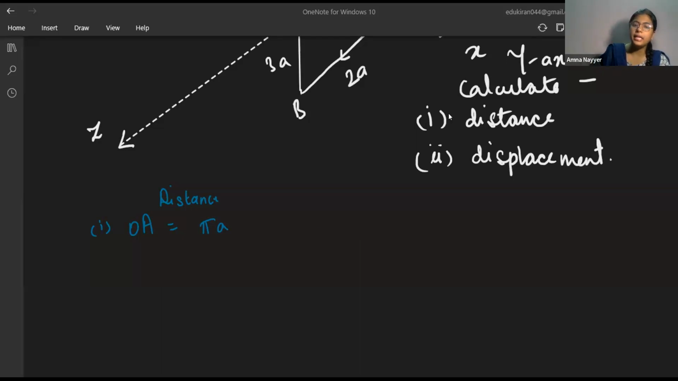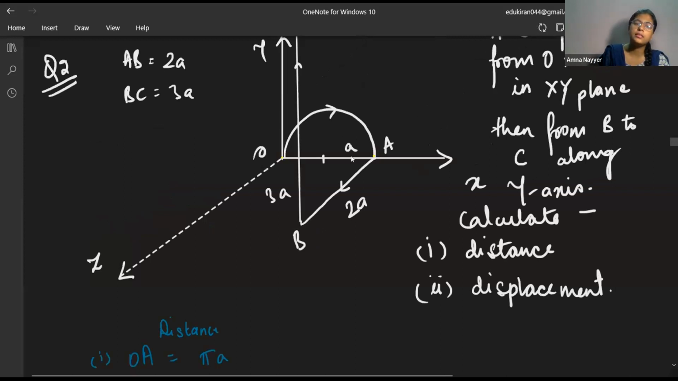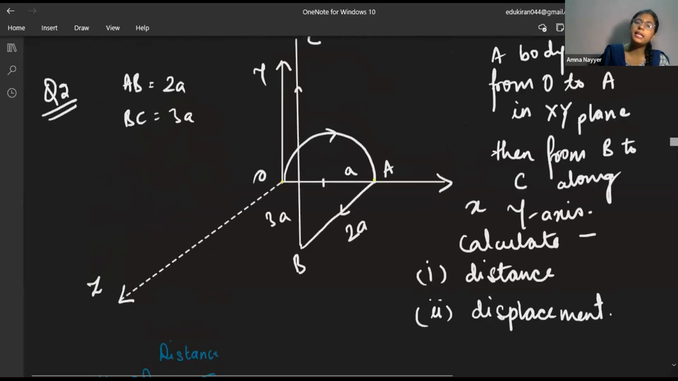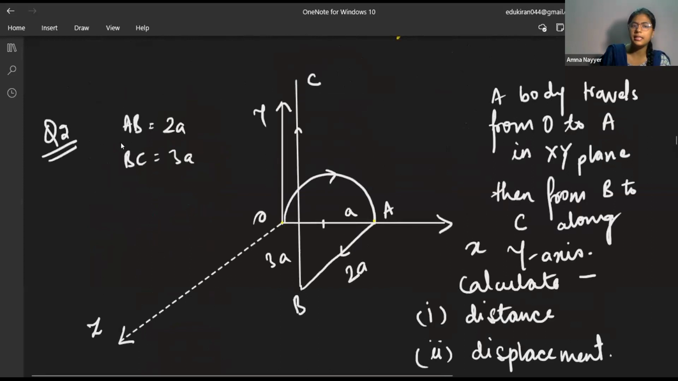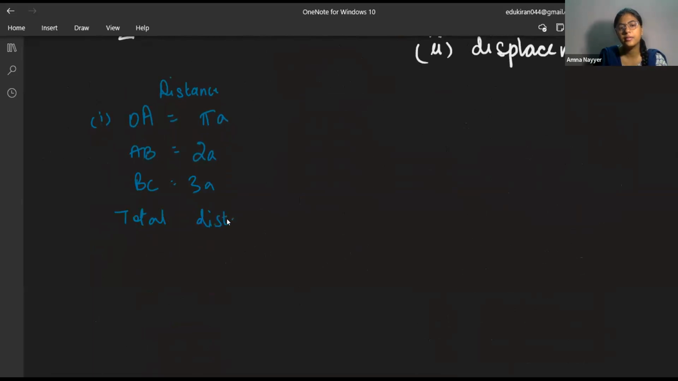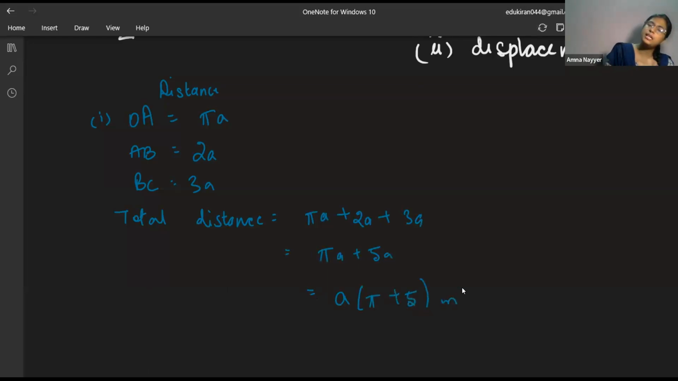Now, next is A to B. AB is already given to us, that is 2A. Then from B, it is going to C, which is given to us as 3A. So BC is given to us as 3A. So what will be the total distance? Total distance will be pi A plus 2A plus 3A, which is pi A plus 5A. We can take A common. What will be left? Pi plus 5 meter. This is the total distance.